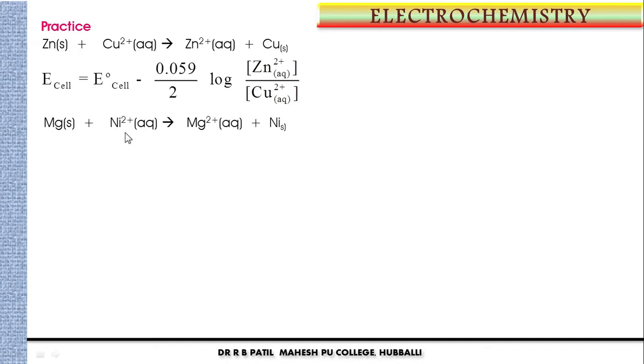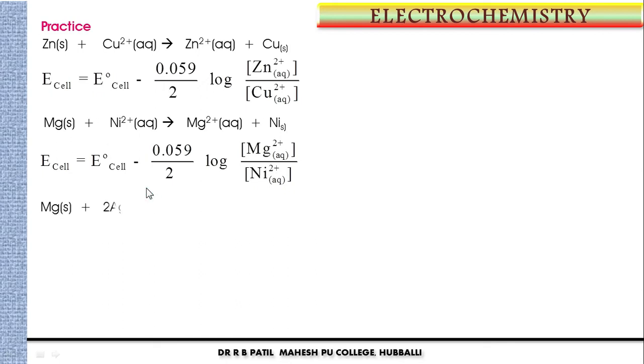Remember, students. So another half cell we have magnesium plus nickel 2 plus gives magnesium 2 plus and nickel. So once again it is nothing but E cell is equal to E naught cell minus 0.059 divided by 2. Once again number of electrons involved is 2, magnesium becomes Mg2 plus, it loses 2 electrons, log product ion divided by reactant ion.